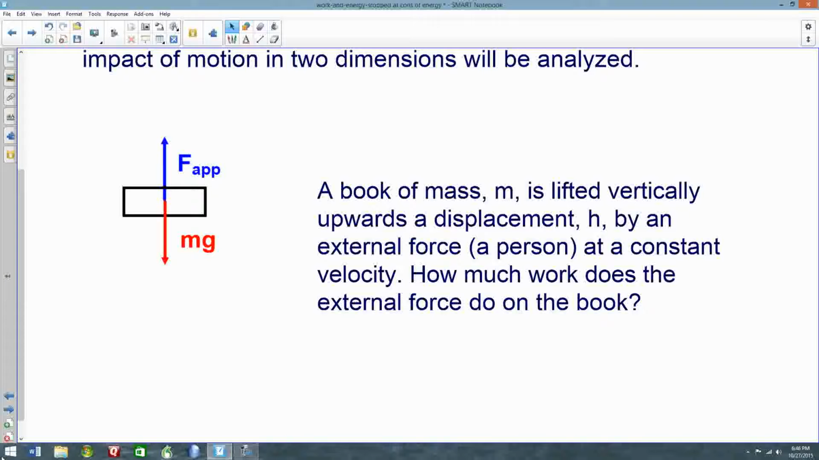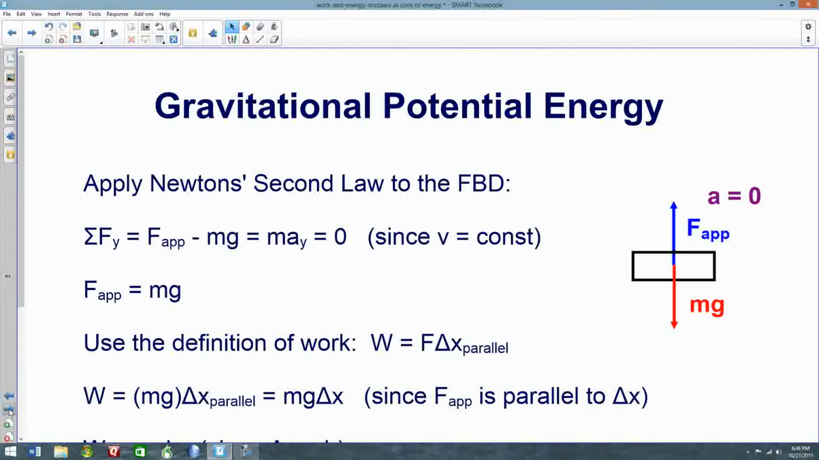We've already covered this before. We take F dotted with the displacement. So we apply Newton's second law to the free body diagram. The sum of the forces equals the applied force minus mg, which is equal to 0 since we're moving at a constant velocity. That means that the applied force is equal to mg, mass times the acceleration due to gravity.